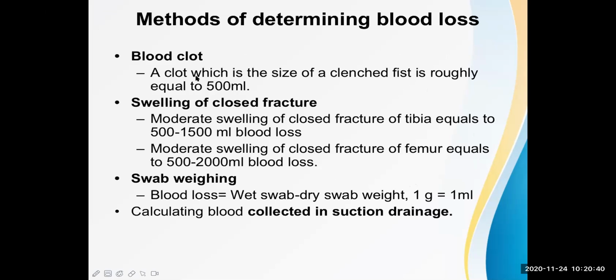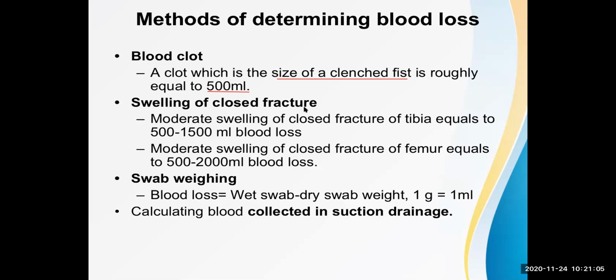A clot which is the size of a clenched fist is roughly equal to 500 ml. So if there is a big clot formation and that clot is the size of a clenched fist, it is about 500 ml blood loss. So see there, 500 ml, the size of a clenched fist.